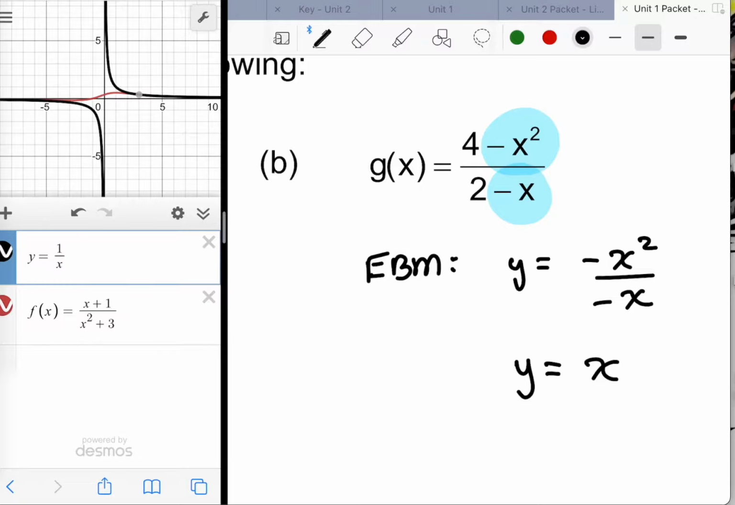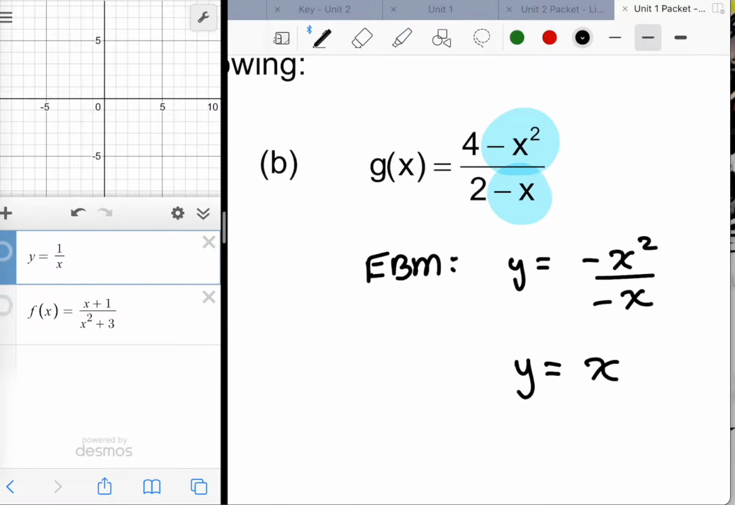So this weird looking rational function is actually going to behave exactly the same way as just a line, y equals x. I mean, there's hardly any line in existence that's easier to work with than y equals x. Maybe the x-axis and the y-axis. But y equals x, that's not difficult to work with.